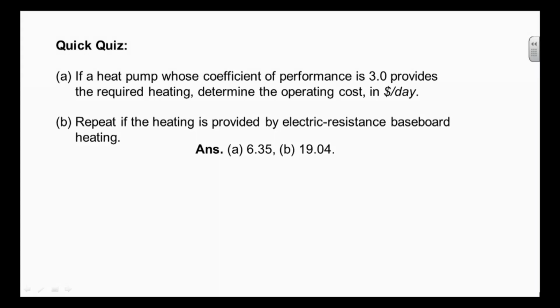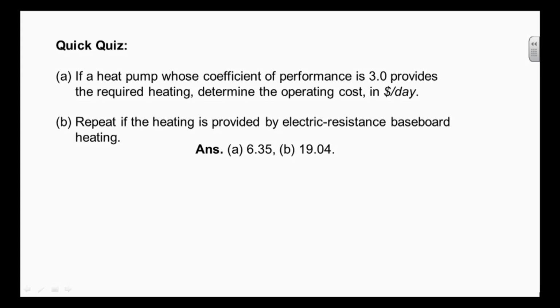The answer for Part A is $6.35 per day and $19.04 per day for Part B. Hopefully, those are the answers you have obtained. If not, carefully review this video and the various derivations, and check your calculations.